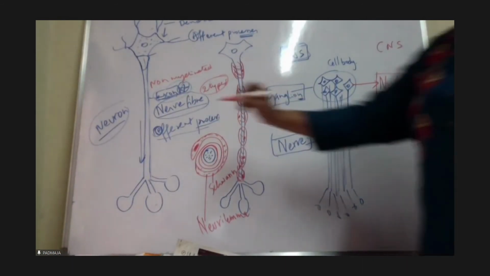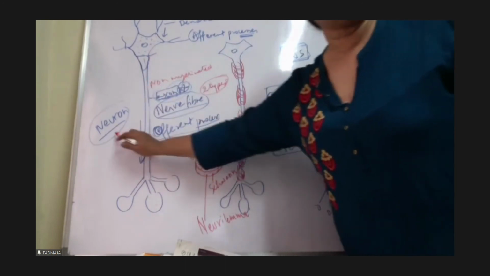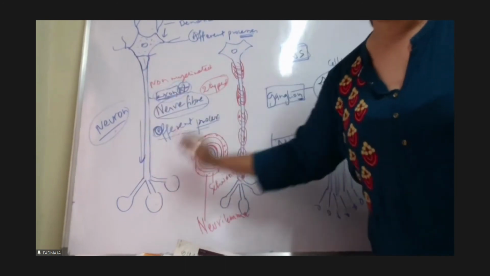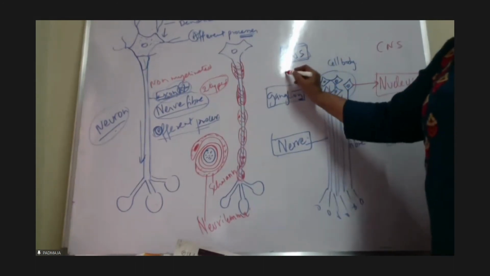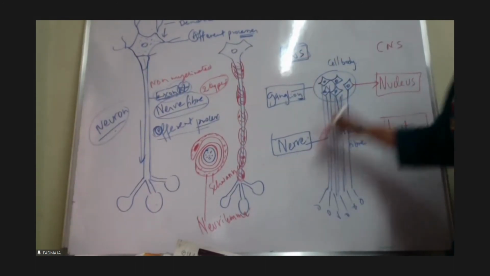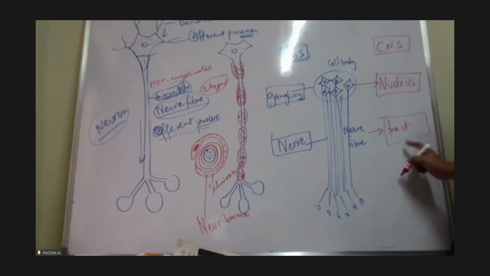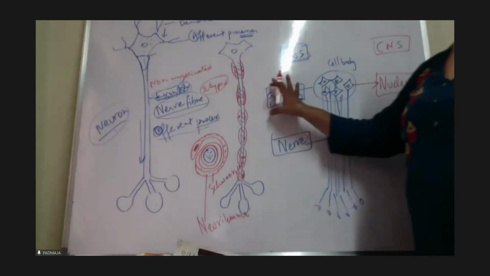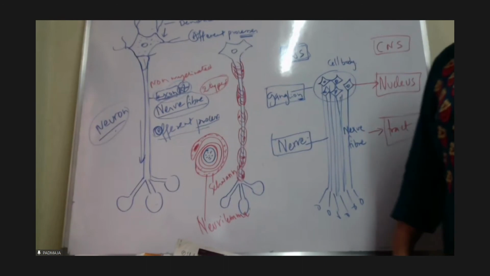So I put on the board: one cell is a neuron. Its axon is a nerve fiber. Nerve fiber aggregation in the peripheral nervous system is a nerve. The same nerve fiber aggregation in the central nervous system is a tract. Cell body aggregation in the peripheral nervous system is a ganglion, and cell body aggregation in the central nervous system is a nucleus.